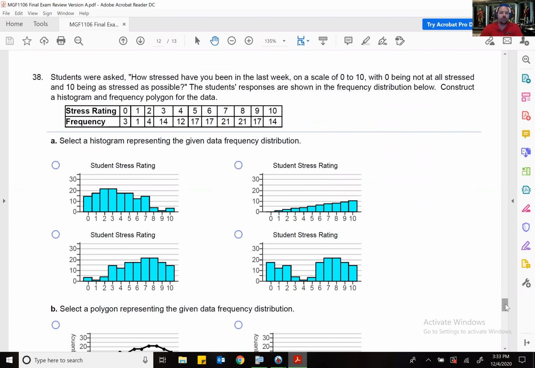All right. So students were asked, how stressed have you been in the last week on a scale of 0 to 10? And obviously this would be very important right now. With 0 being not at all stressed, 10 being as stressed as possible, the students' responses are shown in the frequency table below. Construct a histogram and frequency polygon. So in part A, which one of these tables represents the histogram of the frequency distribution? Bottom left. Perfect.